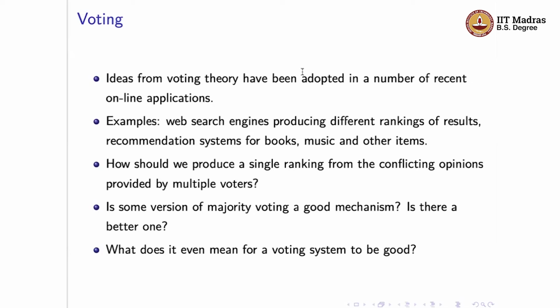So some questions that naturally arise, and that we will try to make sense of in our discussion, are: how should we produce a single ranking from the conflicting opinions provided by multiple voters, right? So you have different voters who have different beliefs, different rankings, different preferences. How do you aggregate them, like sum them up, to get a single ranking over the different options that are available? So you'll see that, in our mind, we have this viewpoint that majority voting is perhaps the most natural thing to use. So is majority voting a good mechanism? That's one question that we want to think about. Or, put another way, what are the different drawbacks of using majority voting as a mechanism to aggregate rankings?